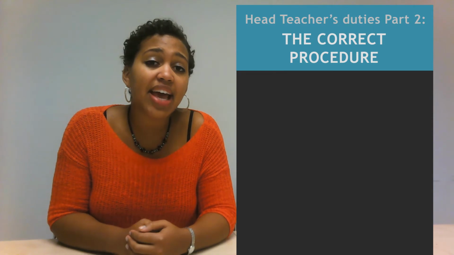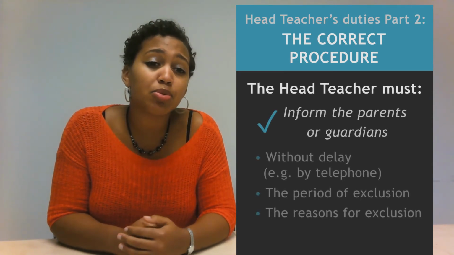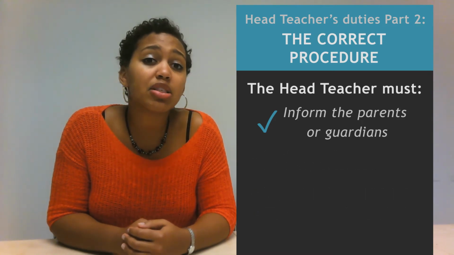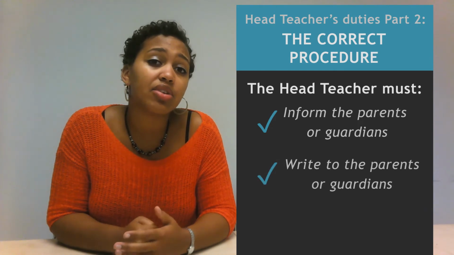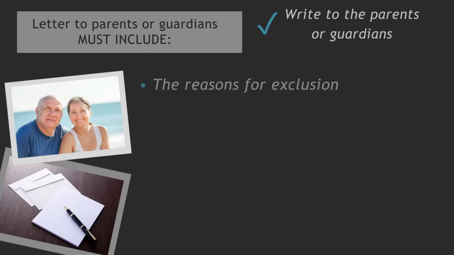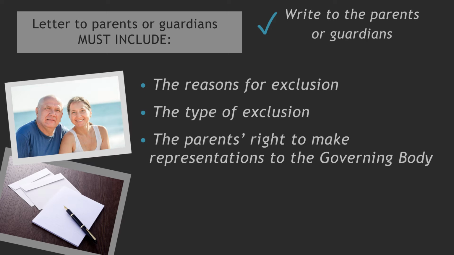The first thing that the head teacher must do is inform the parents or guardians. They must be informed without delay of the period of exclusion and the reasons for it. The parents must receive notice in writing, delivered directly or by post, which includes the reasons for exclusion, the type of exclusion, if it's permanent or for a fixed period of days, which must be specified, the parent's right to make representations about the exclusion to the governing body, and how those representations can be made.